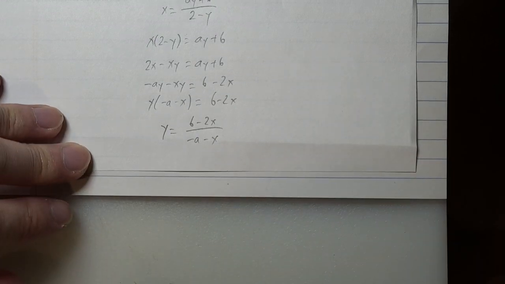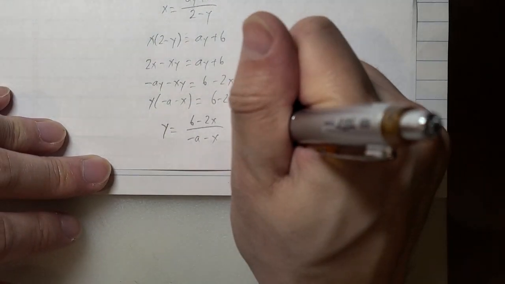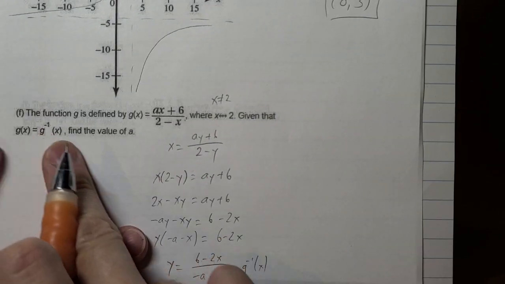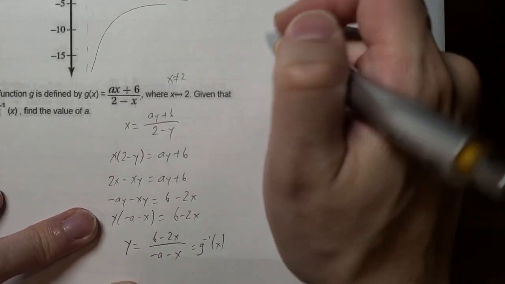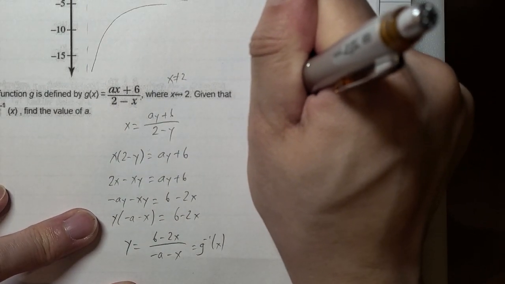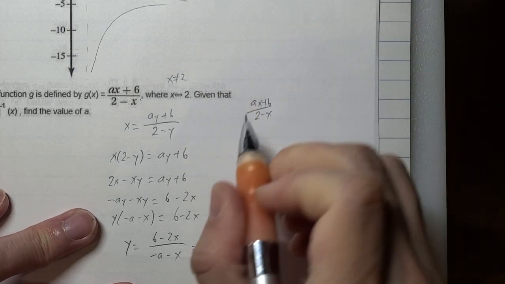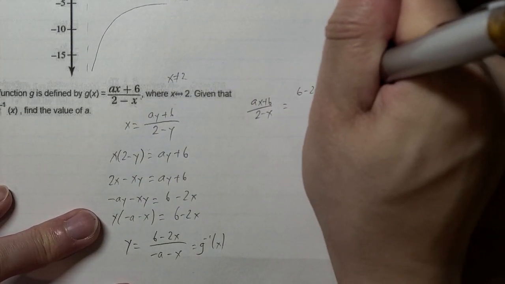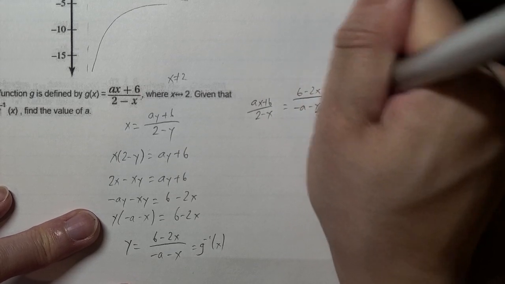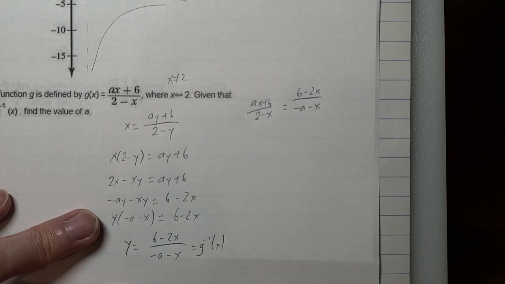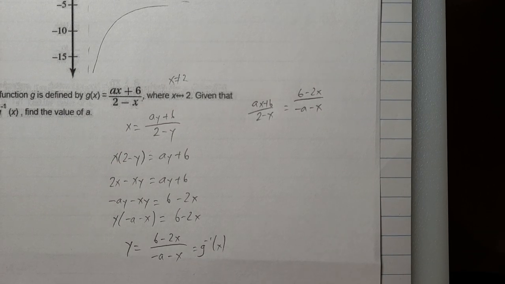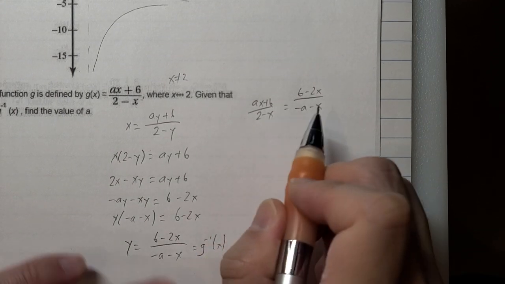Okay, so we want to set this as g inverse. They tell us that g inverse is equal to g of x. So let's set these two equal to each other. So it'll be (ax plus 6) over (2 minus x). That's our g of x that they give us. And our g inverse we found was (6 minus 2x) over (minus a minus x). Okay? So now what do we do? They look quite close actually.